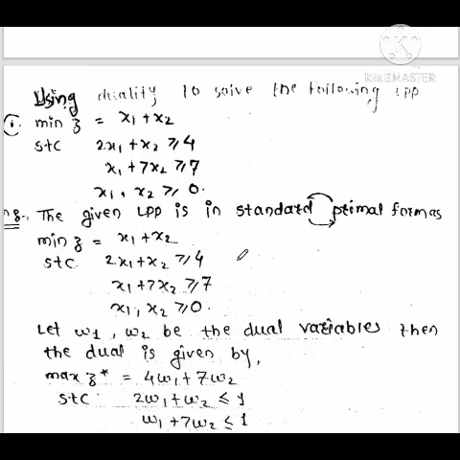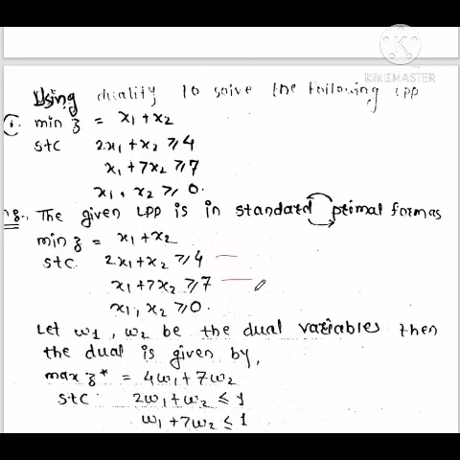Now we have to find the dual of this problem. There are two constraints, so we want only two dual variables. Let us take W1 and W2 as the two dual variables.